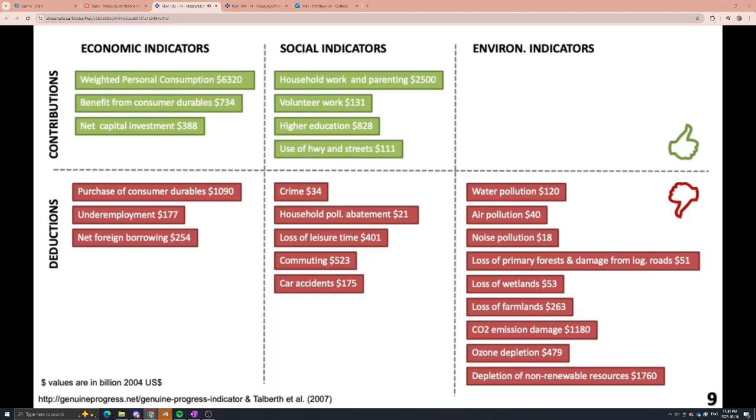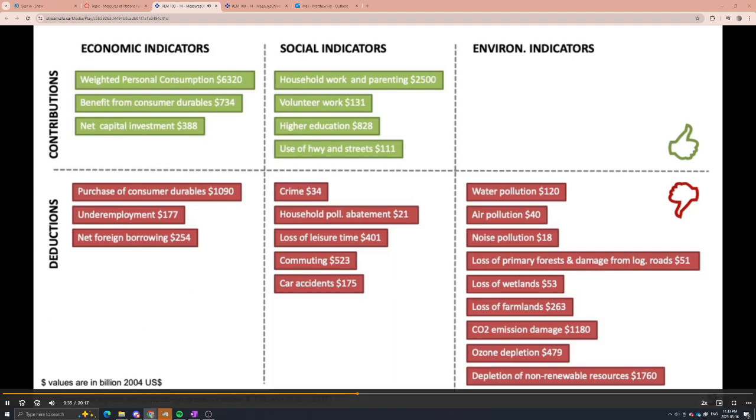On the detractor side, the depletion of non-renewable resources, the damage from CO2 emissions, and the purchase of consumer durables are some of the biggest factors that detract from human welfare. This clearly highlights that our welfare and prosperity are built by depleting the environment.